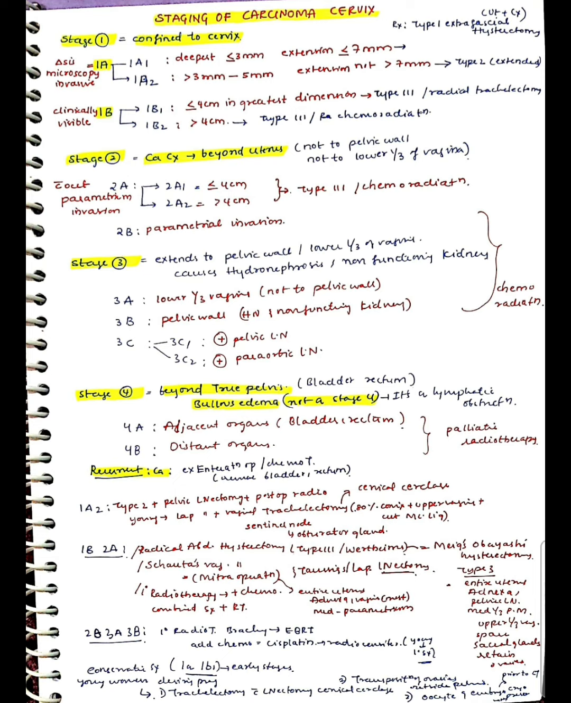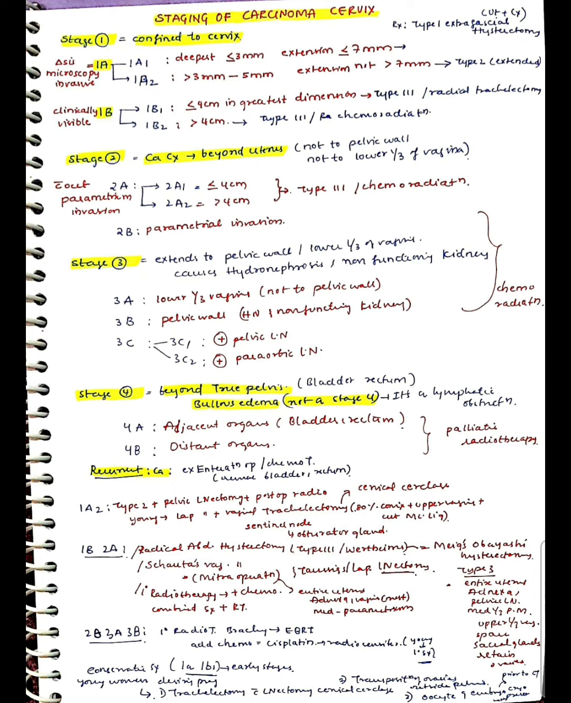What is type 3 radical hysterectomy? Type 3 radical hysterectomy is also called as Wertheim's hysterectomy or Meigs-Okabayashi hysterectomy. Here what we do is we remove the entire uterus, we remove the adnexa part, we'll remove the pelvic lymph nodes, medial 1/3 of the parametrium on either side, and upper 1/3 of the vagina is also removed. So this is so called as radical hysterectomy, that is type 3.